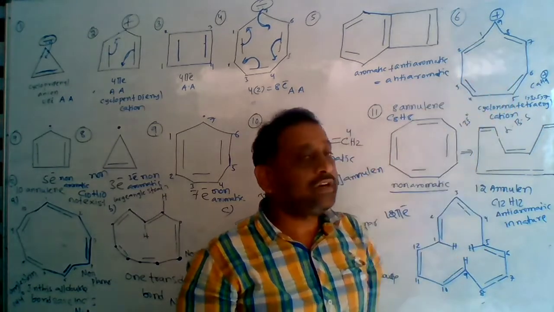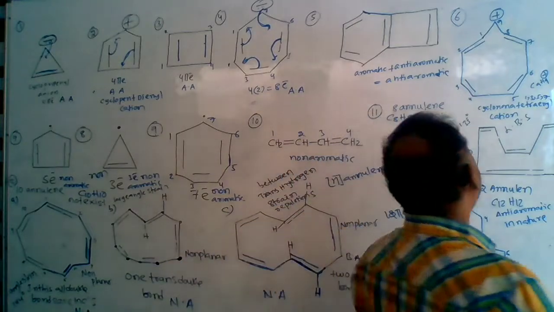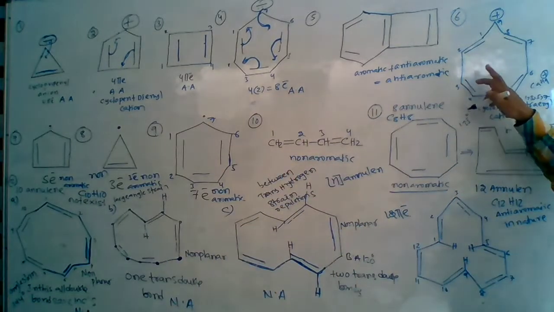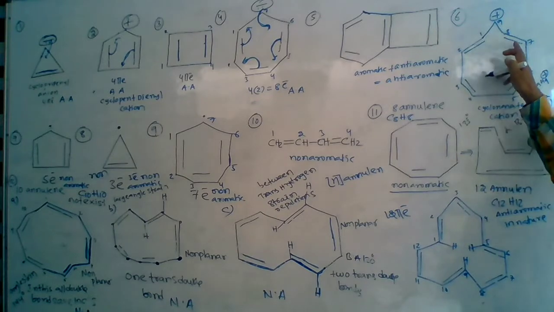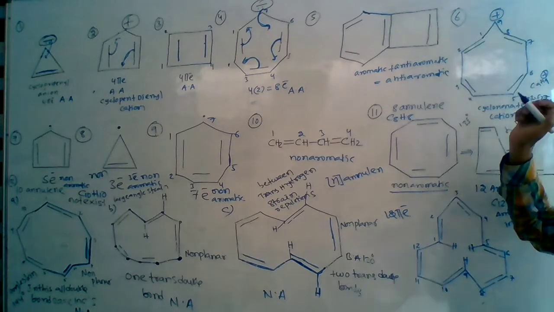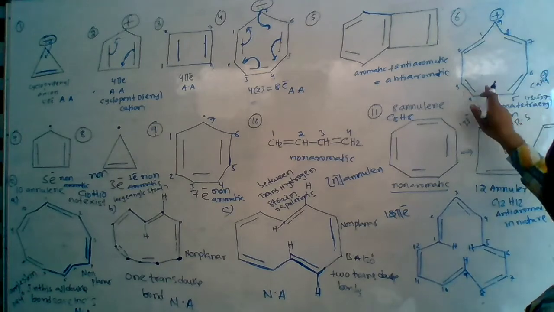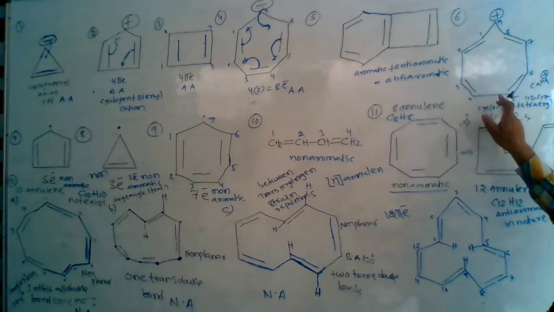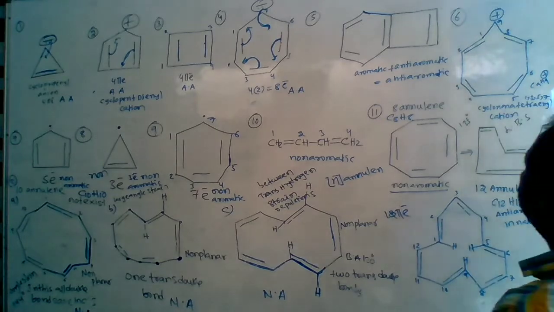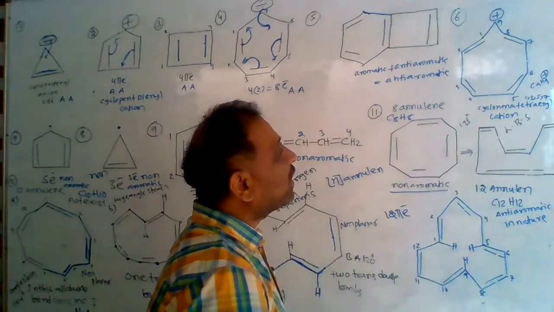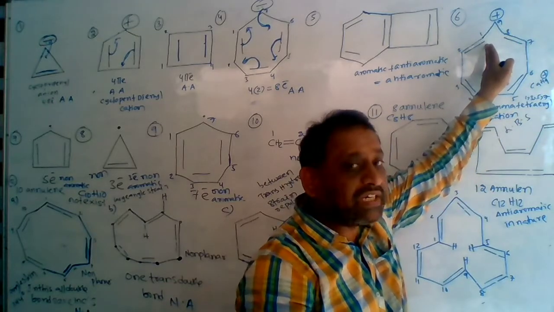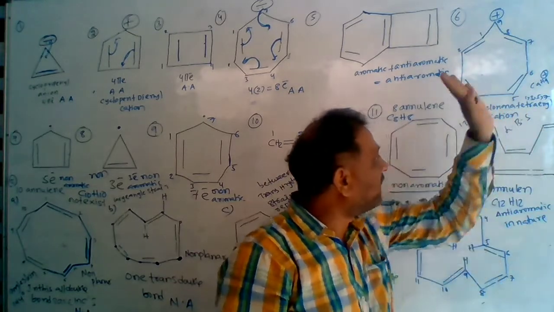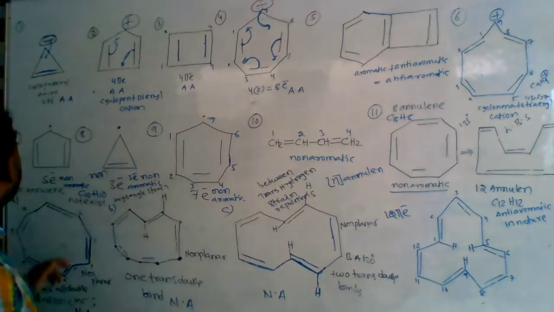And the sixth example is C9H9 plus, cyclonona-1,3,5,7-tetraenyl cation. It is a cyclic hydrocarbon, planar molecule. Complete conjugation is there: double bond, single bond, double bond, single bond, double bond, single bond, double bond, single bond, positive charge. Here 8 pi electrons are involved in delocalization, 4 twos are 8, which obeys the 4n rule. So it is an anti-aromatic compound.